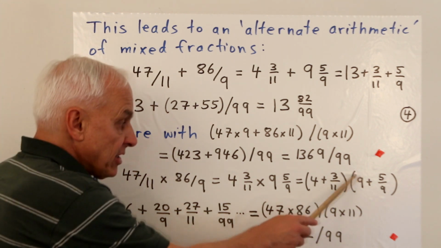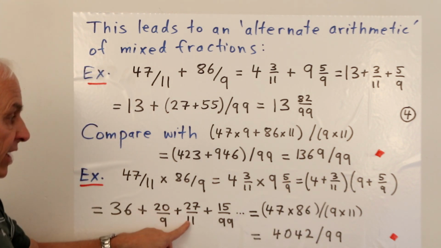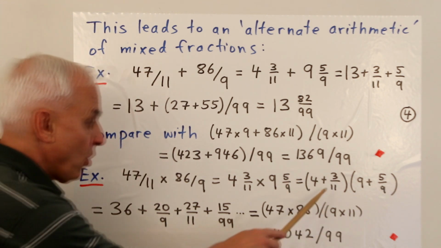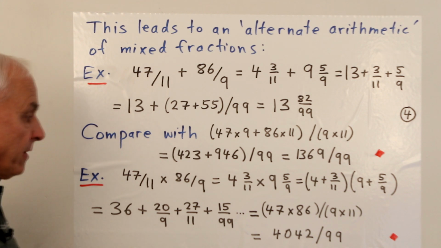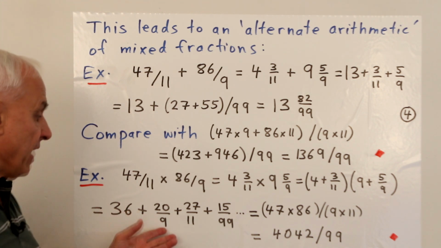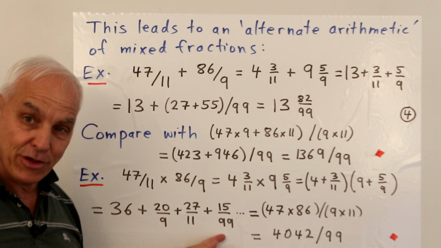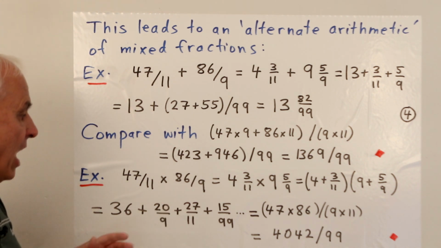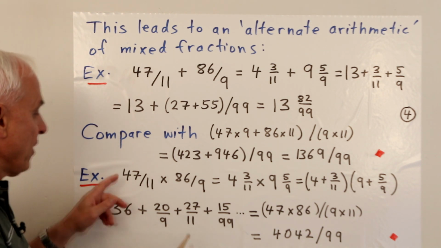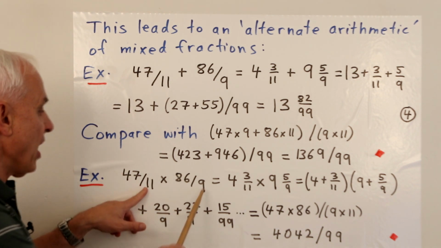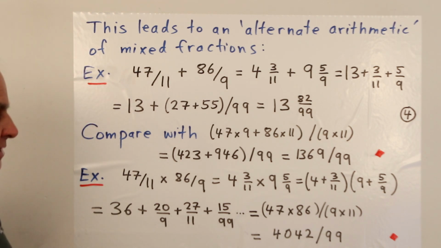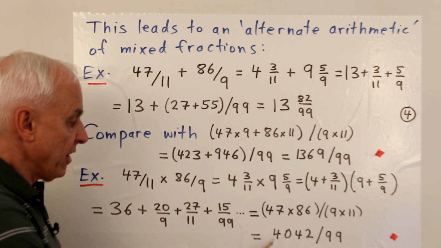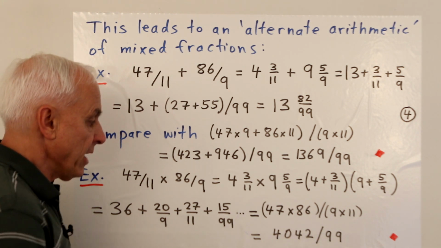And similarly, 9 times 3 over 11 will be 27 over 11. And then the product of these two fractions is the product of the numerators, 15, over the product of the denominators, 99. And now you see that you still have to do some work because now you have to add these things together. Okay, so you could do that. How does that compare with just doing it directly? 47 times 86 over 9 times 11. Well, that's arguably simpler because 47 times 86 is just a single multiplication. That's 4,042 over 99.